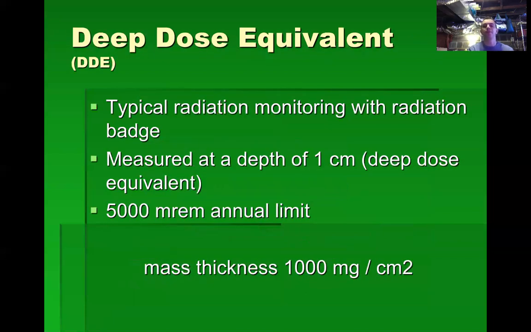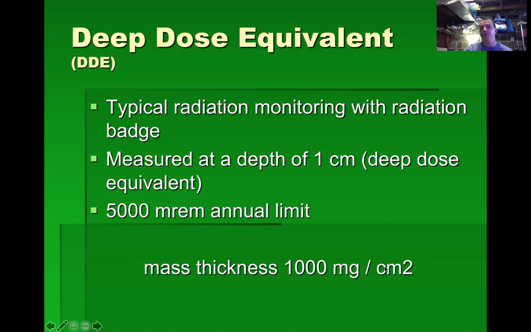So deep dose is generally measured at 1 centimeter of tissue depth. There's something called the mass thickness. We'll get into that a little bit more with shielding. It's a unit that doesn't really make sense. You don't use it by itself. You don't use it in isolation. You use it in combination with density.